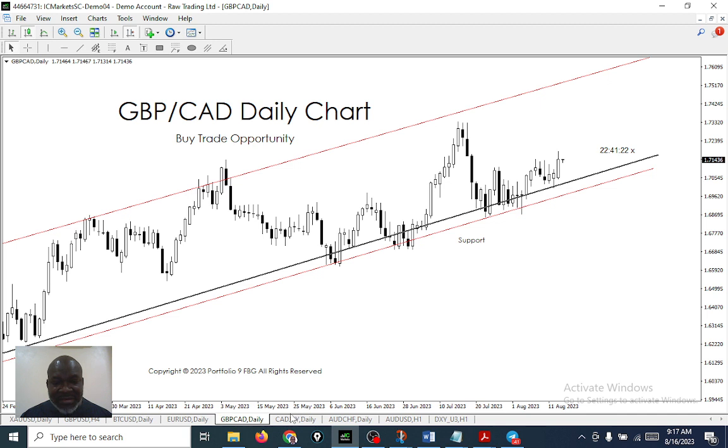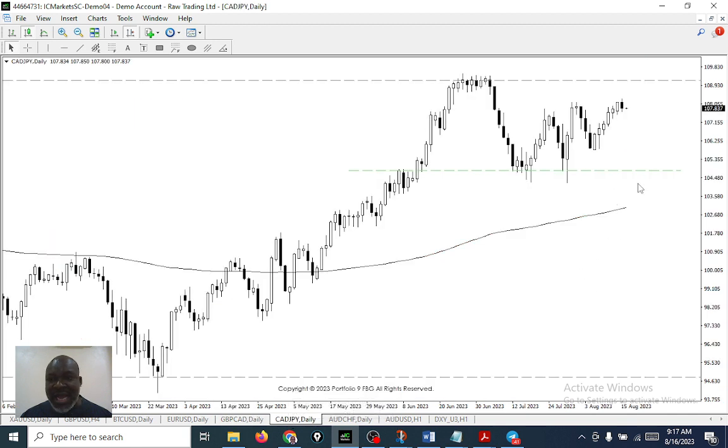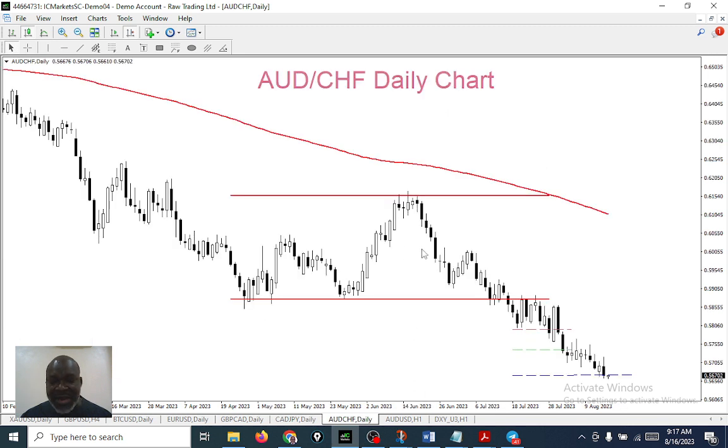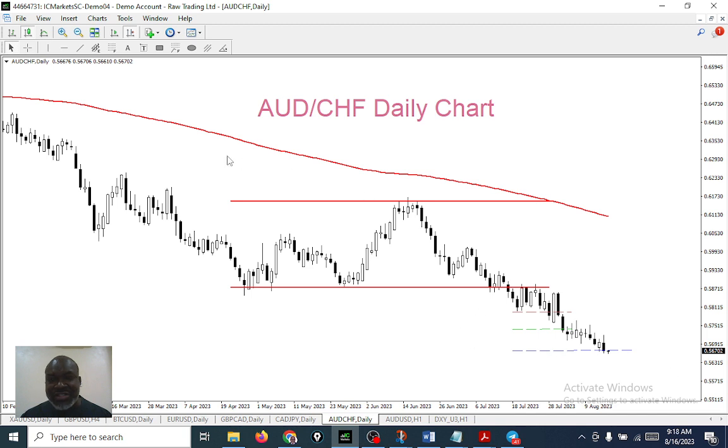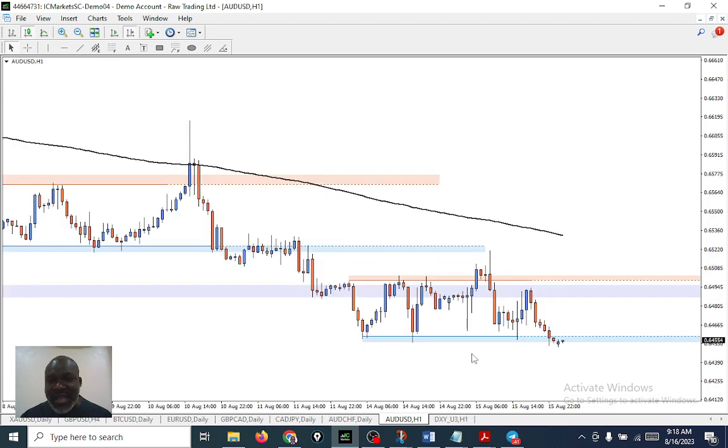Now on CAD JPY, I will not take any trade until this market gets to my area of interest, and my area of interest is this level. I will not take any trade until I see this market come and test this level. So for now that market has not matured. I'm not interested in this market. For those who are interested, this market is still going to push down, so you can position yourself for a sell.